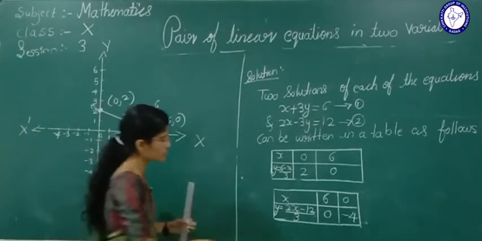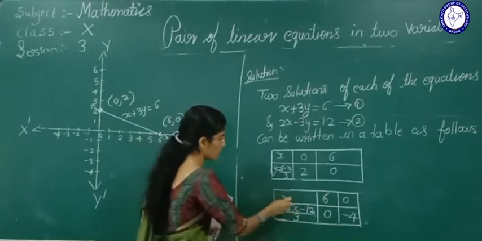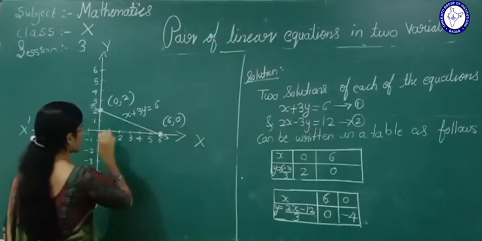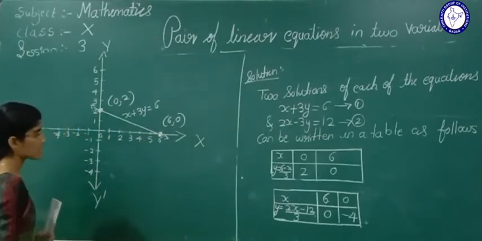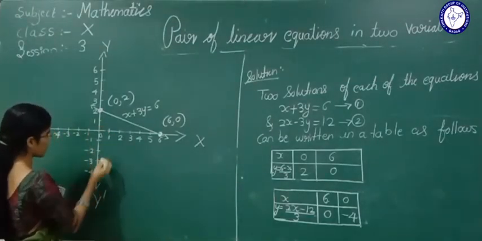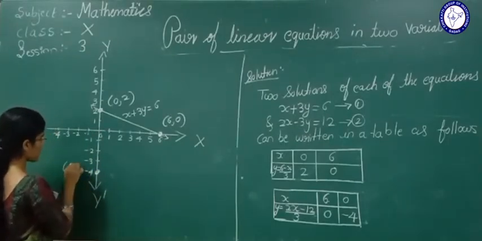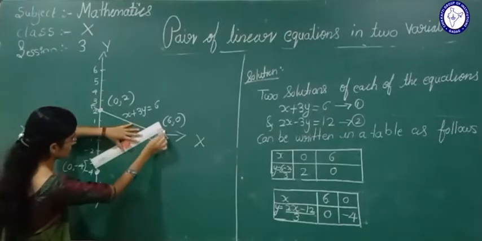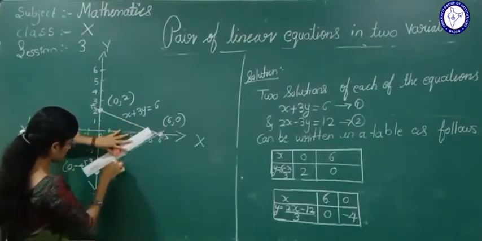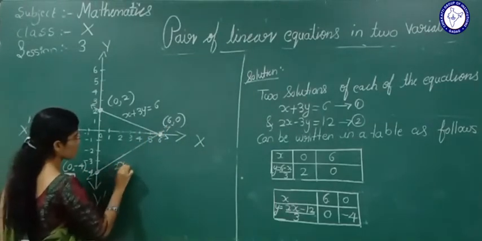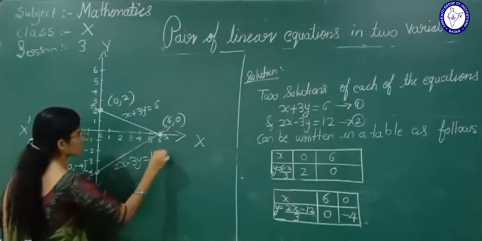In a similar way, we will do it for the second equation. When x value is 6, y value is 0. When x value is 0, y value is minus 4. Now we will join this. This is the graph for equation number 2, that is 2x minus 3y is equal to 12.